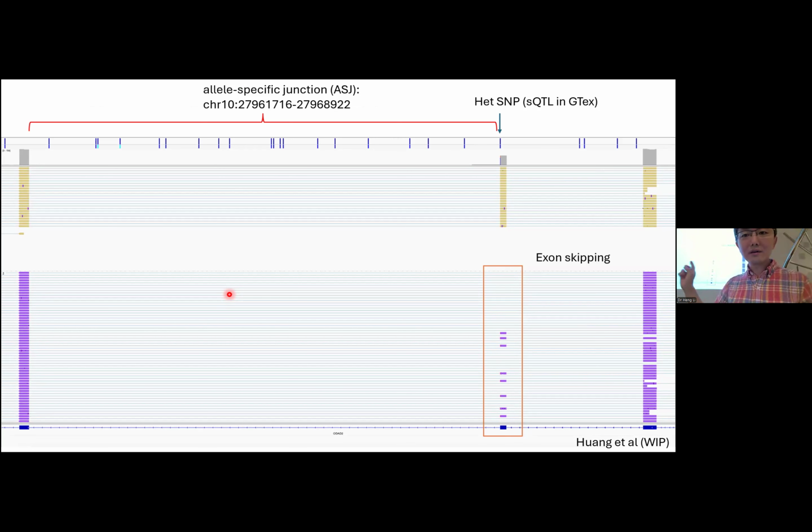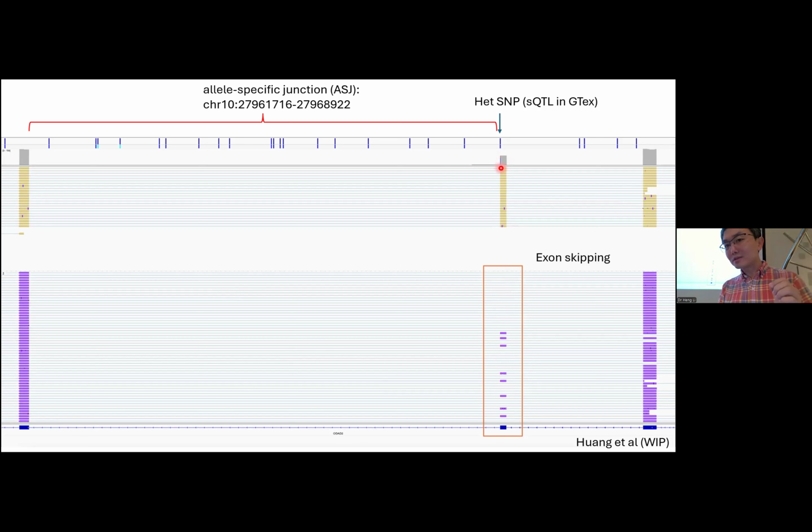This shows an example. This is an allele-specific junction, we call it ASJ. You can see this is one haplotype. This is one individual, AC02. We have one individual here, and this is one haplotype, and the other haplotype is phased here. You can see that this haplotype is consistently spliced, but on the other haplotype, most of them don't have this splicing. And this is mainly caused by this SNP.